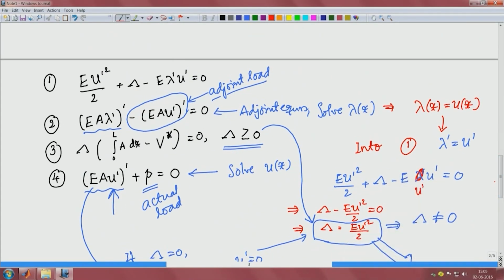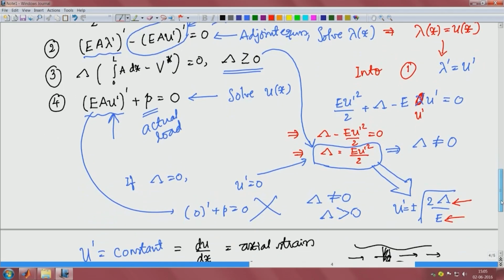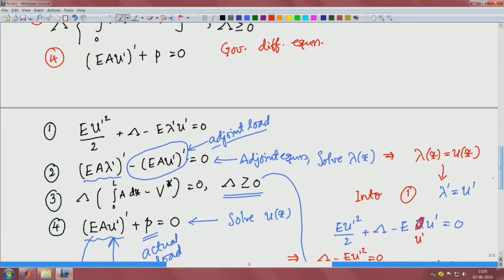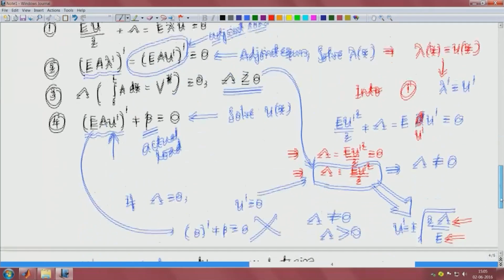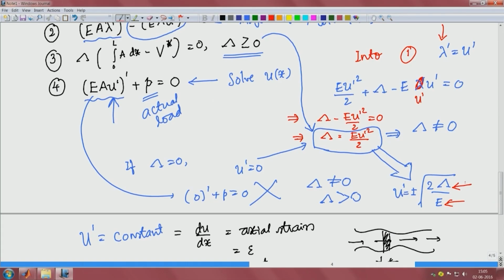Now, we have solved lambda equal to u already, and u itself can be solved by solving the governing equation. Now, we have also found that A dx minus v star has to be active, meaning that should be equal to 0. So, lambda is greater than 0. We know what lambda is, and lambda is plus or minus square root of 2 lambda by E. We have done everything. Now, we need to solve, right. We can solve because we know u prime, which is over here, right. We substitute that into this equation, then we will be able to solve A.